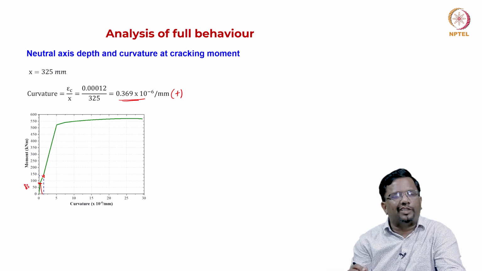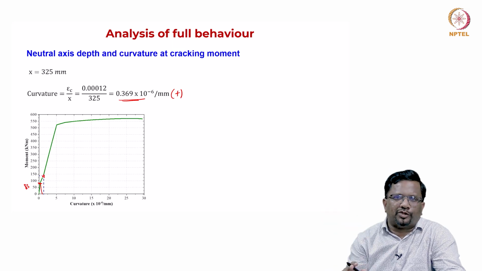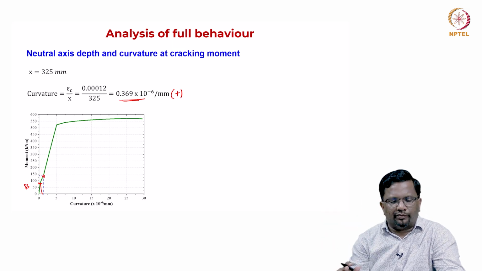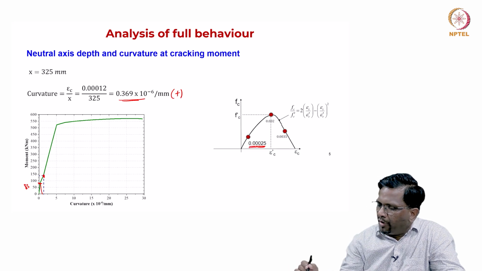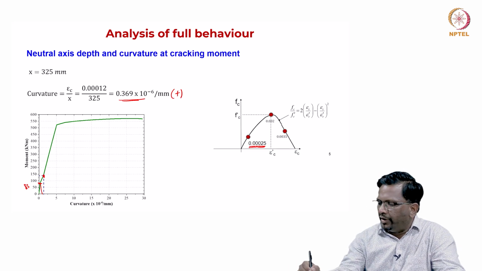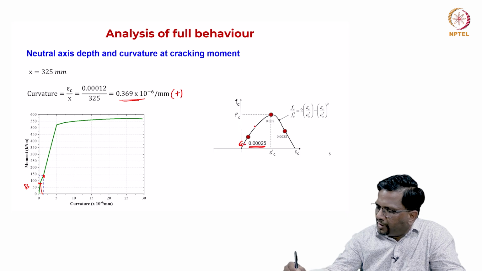Now, I want to do the next point, that would be at some strain epsilon c. Let us assume some value, and I am going to take a very small value of 0.00025 for epsilon c. Like this, we are going to keep iterating for different values.